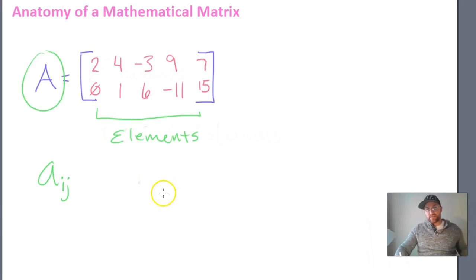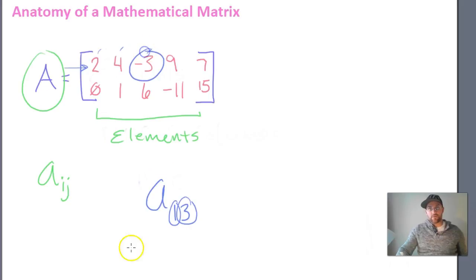So if I said element a subscript 1, 3, what would I be referring to? Well, we go to row 1, and we go to column 3. 1, 2, 3. It would be negative 3. So we would identify negative 3 in the matrix as a sub 1, 3, which corresponds directly to a sub ij.